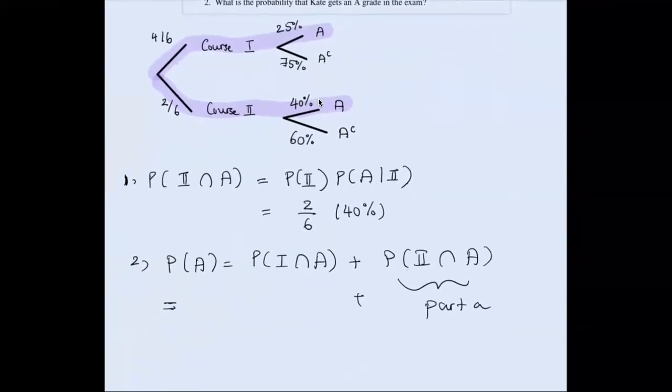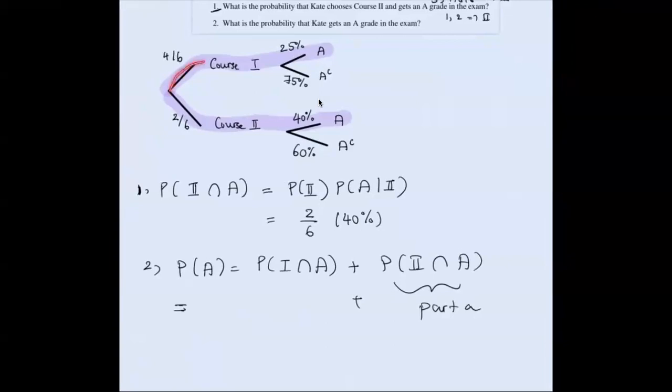We are only dealing with the probability that she takes course 1 and gets an A. So we see that happen in this path. So you can just take the probability in each branch and multiply them together. After you calculate this number, you add it to what you got for part A, and it will be the final answer. Any question about this one?